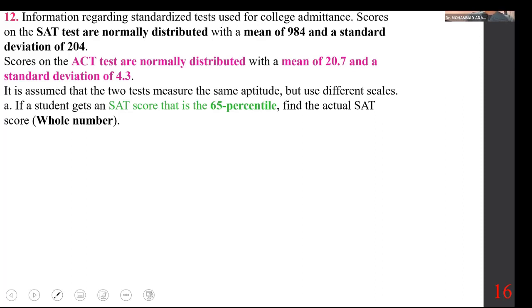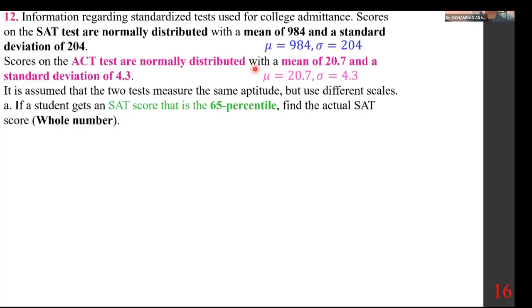So let's find out what's given. With the SAT scores and ACT both in the normal distribution, let's write the values for mu and standard deviation sigma. So mu is 984, sigma is 204 for SAT. For ACT, the mean is 20.7. That means mu is 20.7, sigma is 4.3. First and foremost, we got the information.